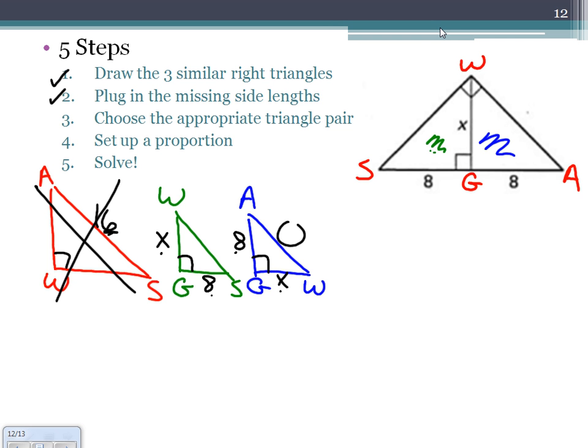8 over X equals X over 8. Perfect. 8 over X equals X over 8. You could also flip those both. It could have been X over 8 equals 8 over X. Okay? How do we solve?